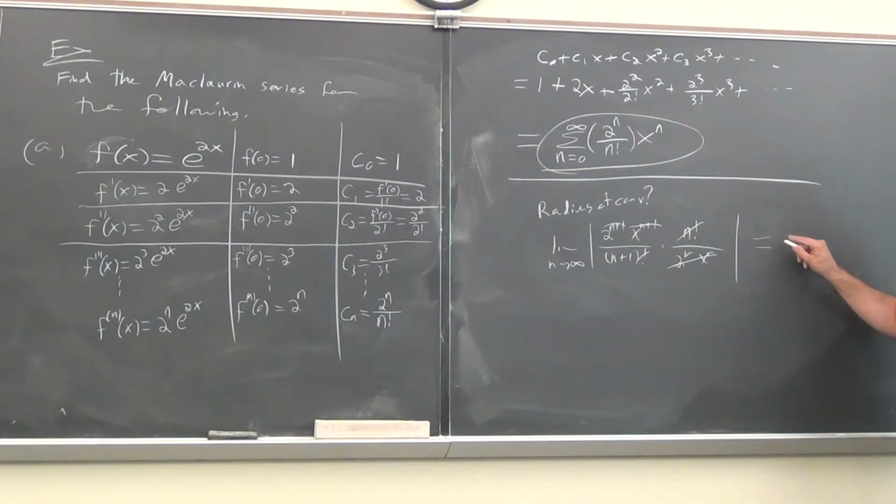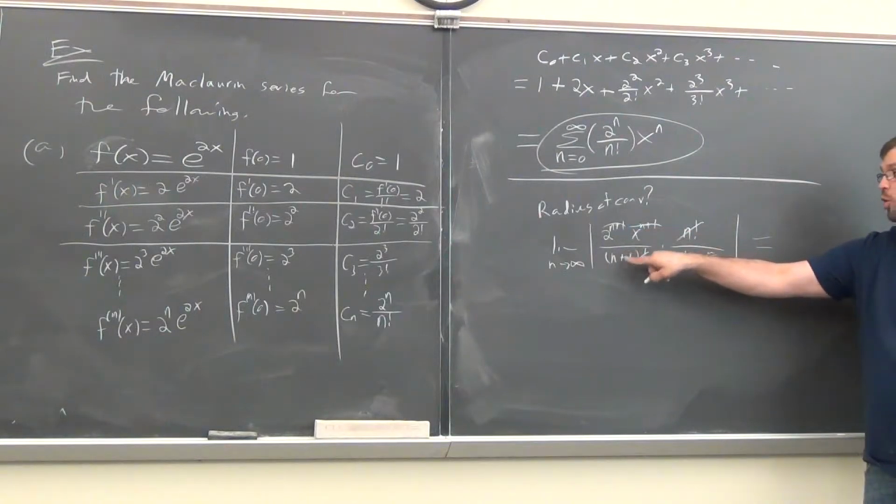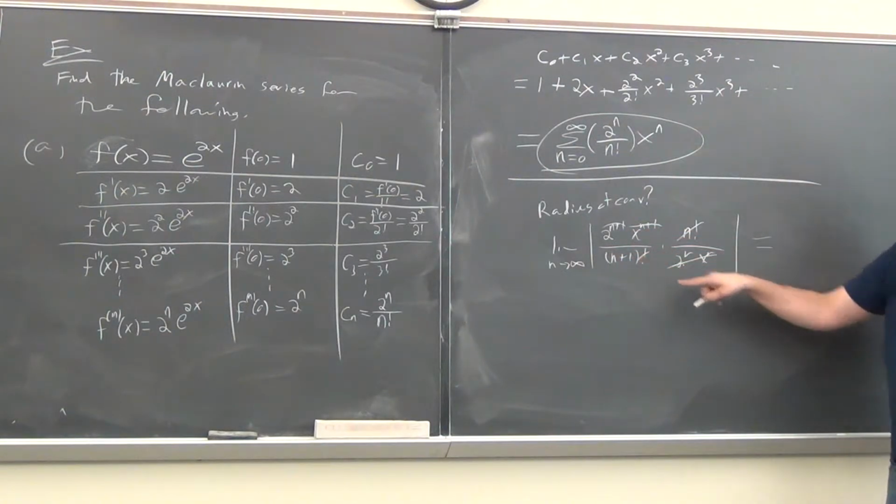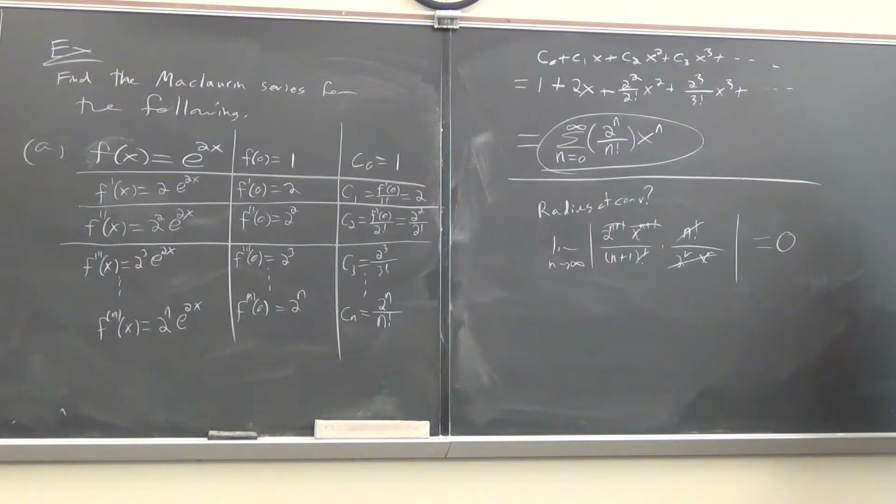It's 0, right? The 2x is fixed, and then over n plus 1. So as n goes out to infinity, the whole thing will go to 0. So your radius turns out to be infinite.